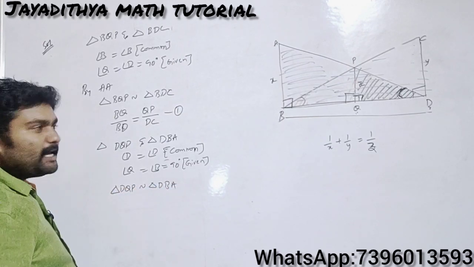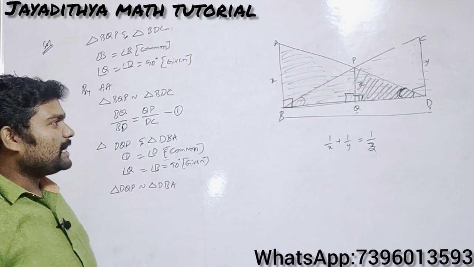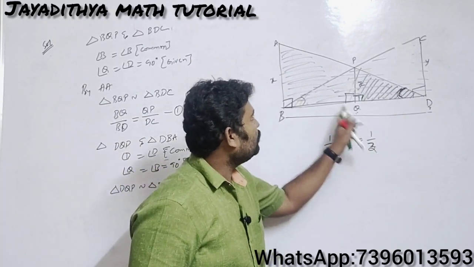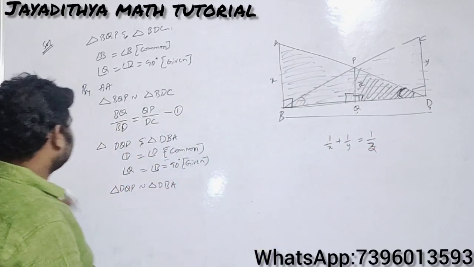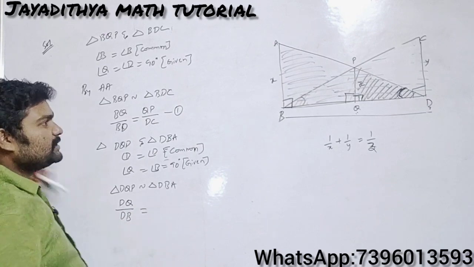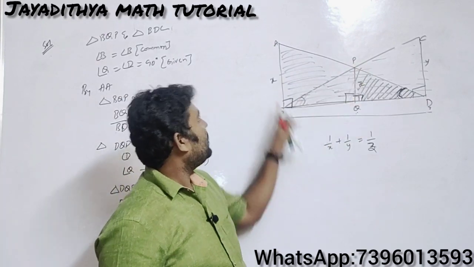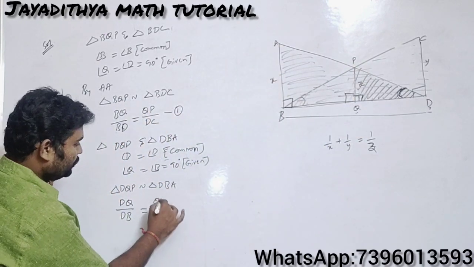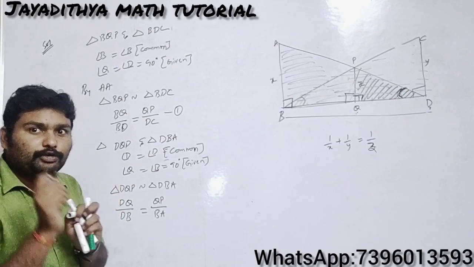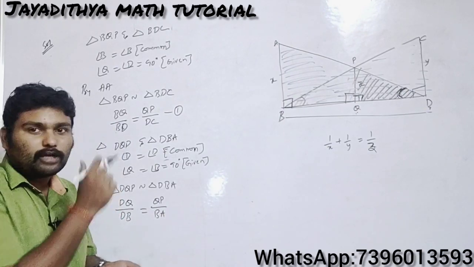No, DBA. Again you take the ratio of the corresponding sides similar to the previous case. So I can take DQ by DB. So I am taking DQ by DB, which is equal to QP by BA. QP by BA. Clear?